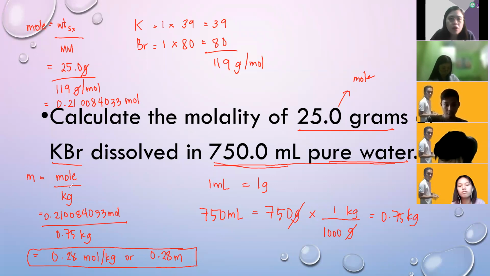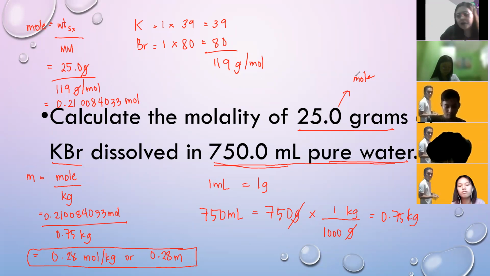So again, the computation is almost similar to that of the molarity, except that you have to get the weight in kilograms of the solvent. If it is pure water, 1 ml is equal to 1 gram. And then you just have to convert grams to kilograms using the conversion factor. 1 kilogram is equal to 1,000 grams. Okay, questions for this problem? Or do you want to clarify something about the process of computing molality?